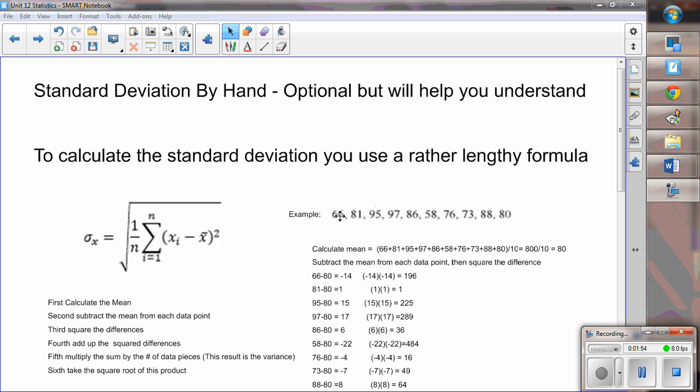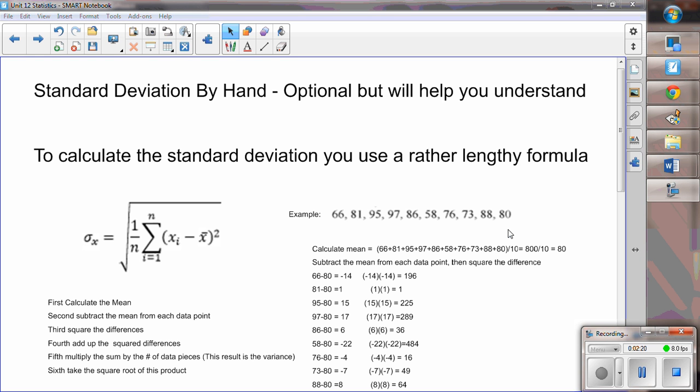So let's look at this example. We have some numbers: 66, 81, 95, 97, 86, 58, 76, 73, 88, and 80. And let's assume that these are all of your available data. Maybe it is the scores on a test where the class is only 10 students large, and you want to figure out the standard deviation on this test.